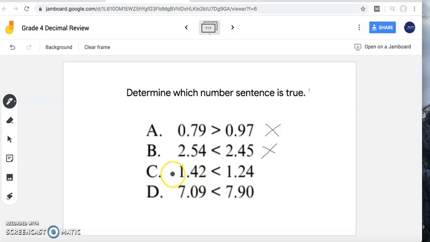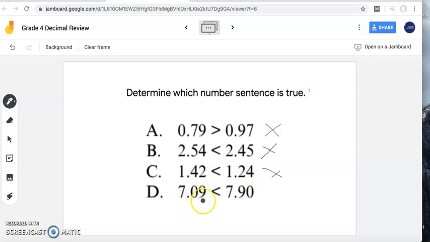Now I'm going to move to my next one. 1 and 42/100ths is less than 1 and 24/100ths. Again, I'm going to start with my ones place. I see a 1 and a 1. I'm going to move to my tenths. I see a 4 and then a 2. 4 is much larger than 2. Therefore, this number sentence is not correct.